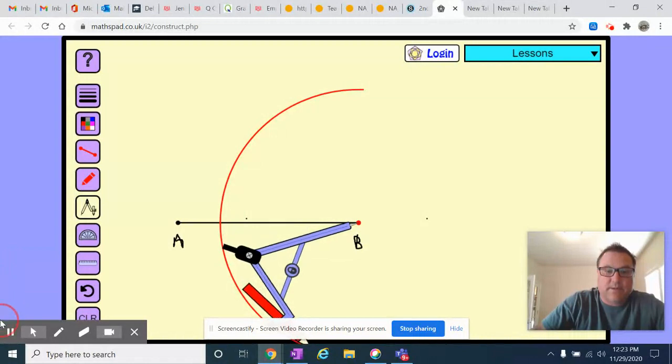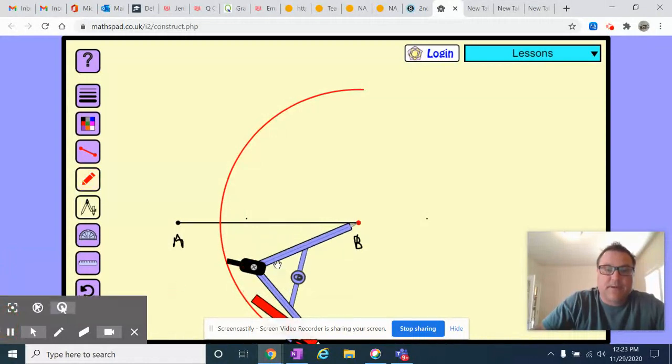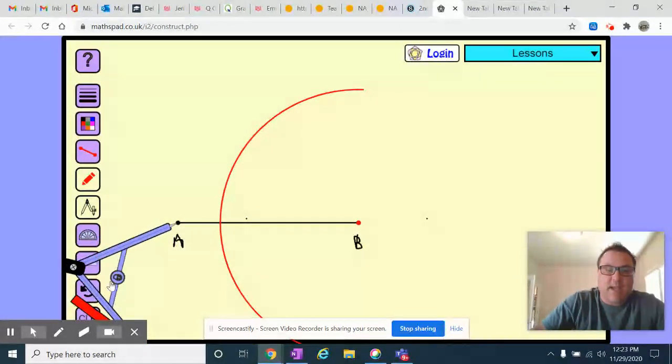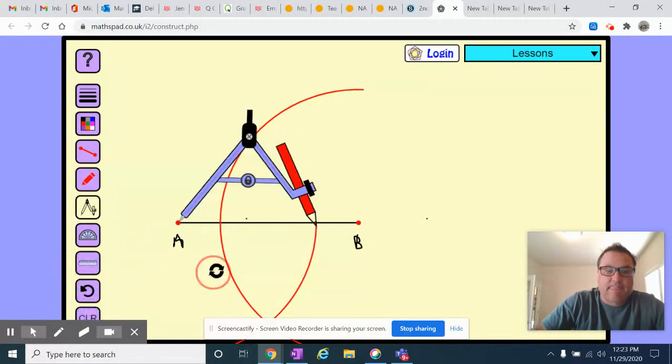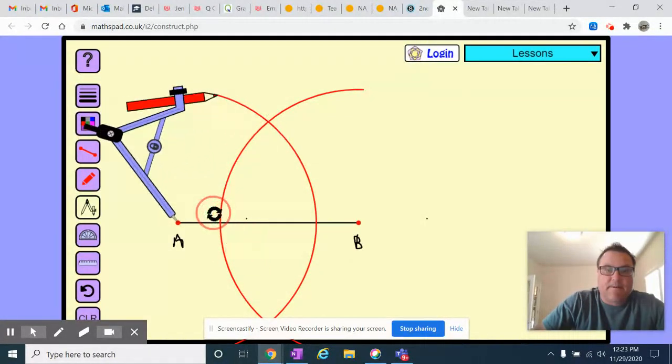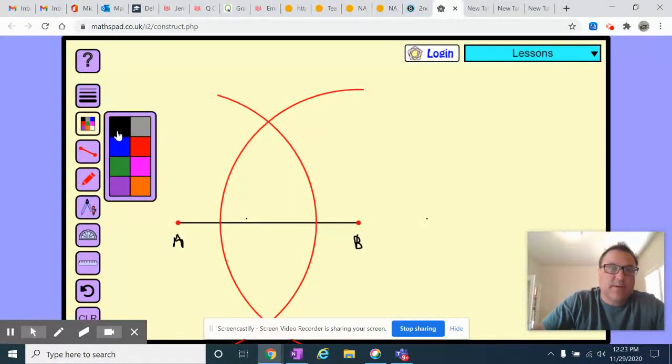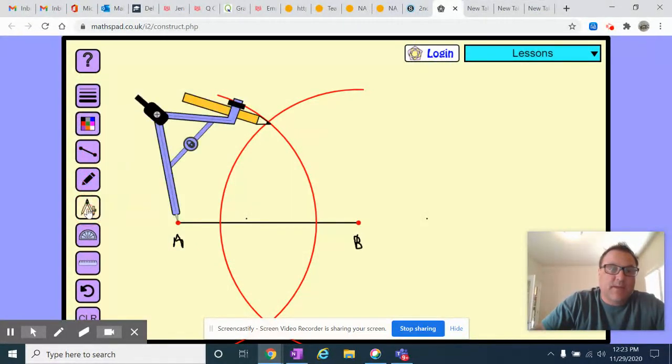This is why hopefully I'll be able to fit it in here. And then what I want to do is take that same setting, put it on A, and then make an arc. And I'm barely getting it there, but I think it still works. And then so what we got when we did that is, let me get rid of my compass, change the color, get rid of the compass again.